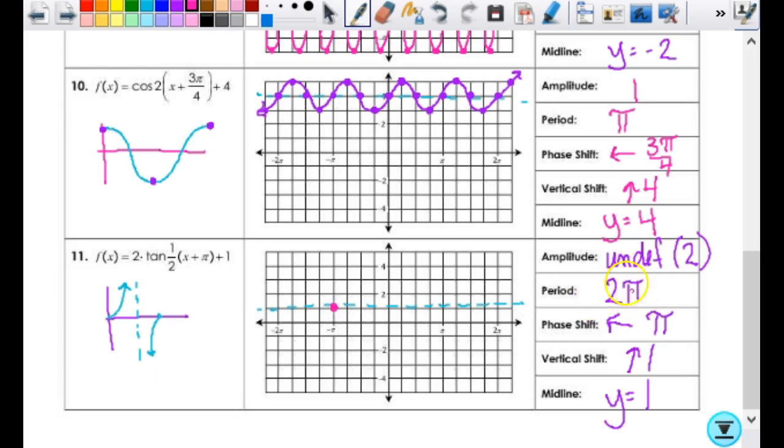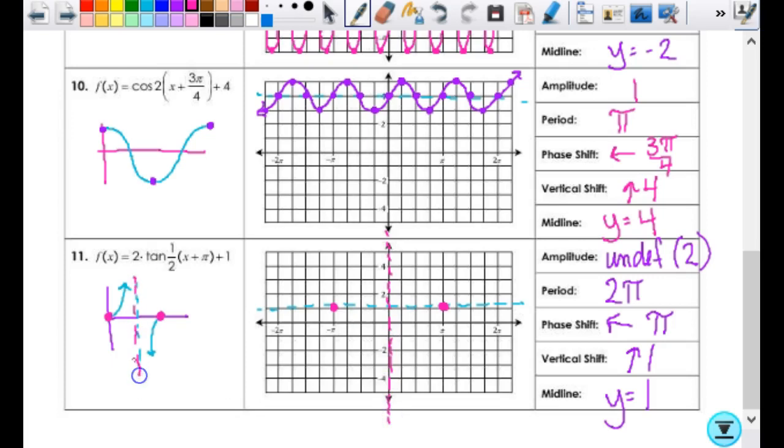The period is 2 pi. So this is my first point. My second point is pi away. So if I'm here at negative pi, I need to go to the right. Oh, I'm not sure what I just said. From here to here, it needs to be 2 pi because that's the period. So here's 1 pi, 2 pi. They're the beginning and the end of the period. Then I draw in my asymptote halfway in between.